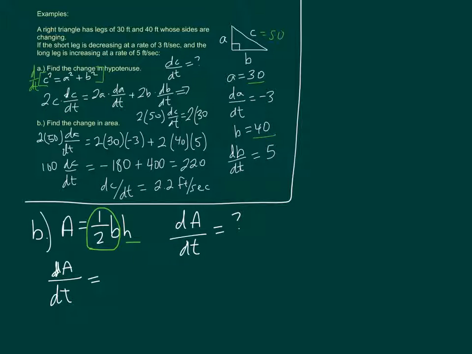So the first, 1/2 base times the derivative of the second would be dH dt, plus the second times the derivative of the first. Derivative of 1/2 b is going to be 1/2 times b, the change in b, so that's going to be dB dt.